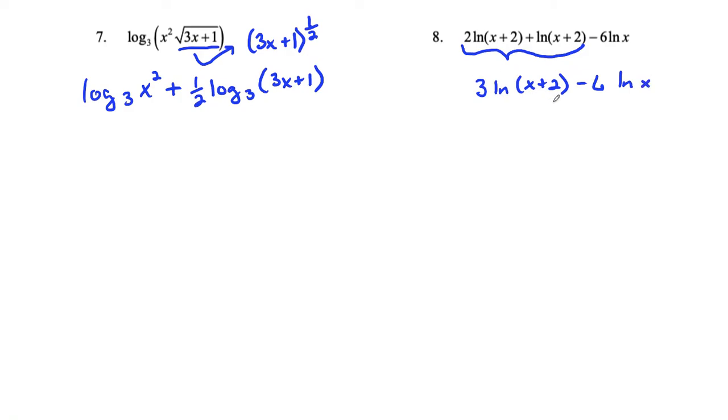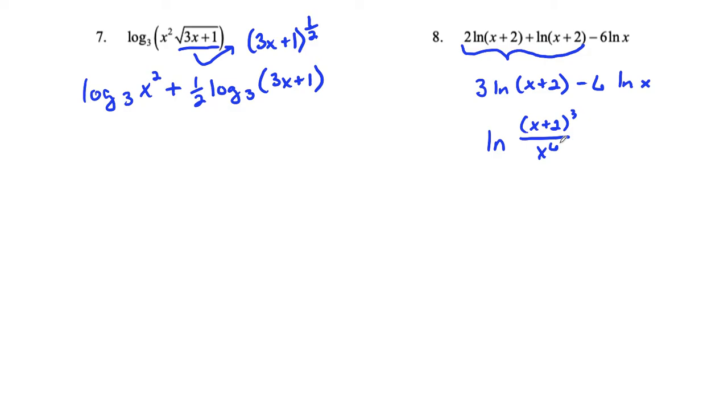Now, condensing this down with my power property, this is going to become the natural log of x plus 2 to the third power, and then all divided by, because of the subtraction sign, x to the sixth power. And that's as simple as I can go. So there's my expansion and condensing.